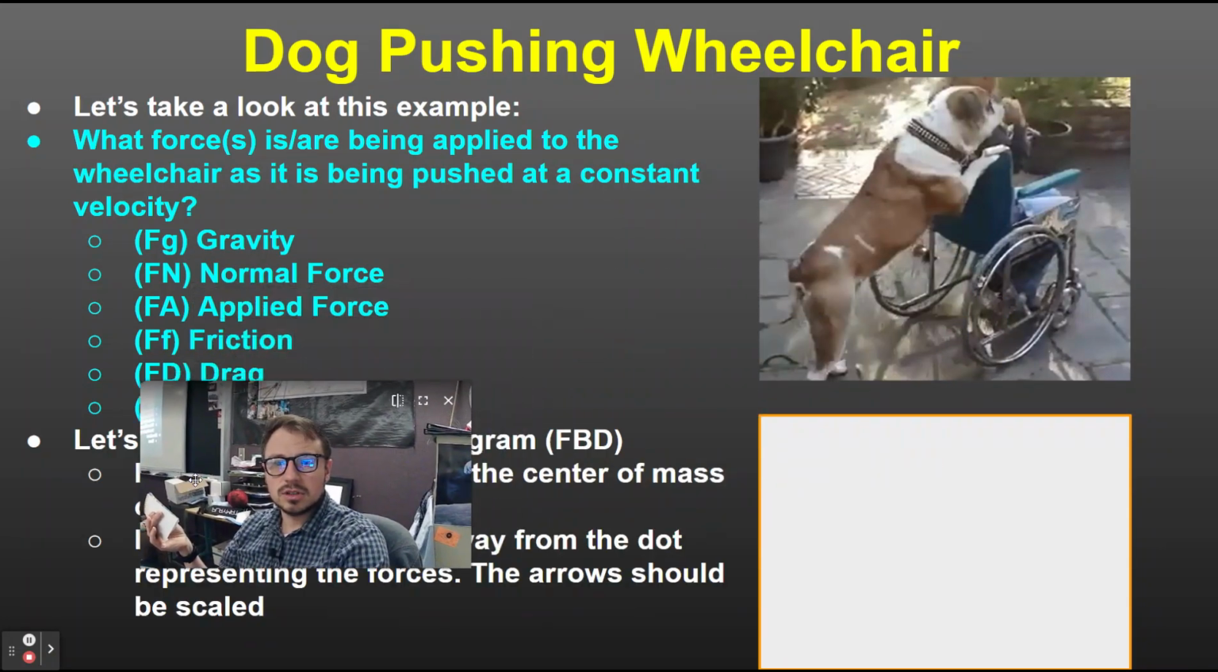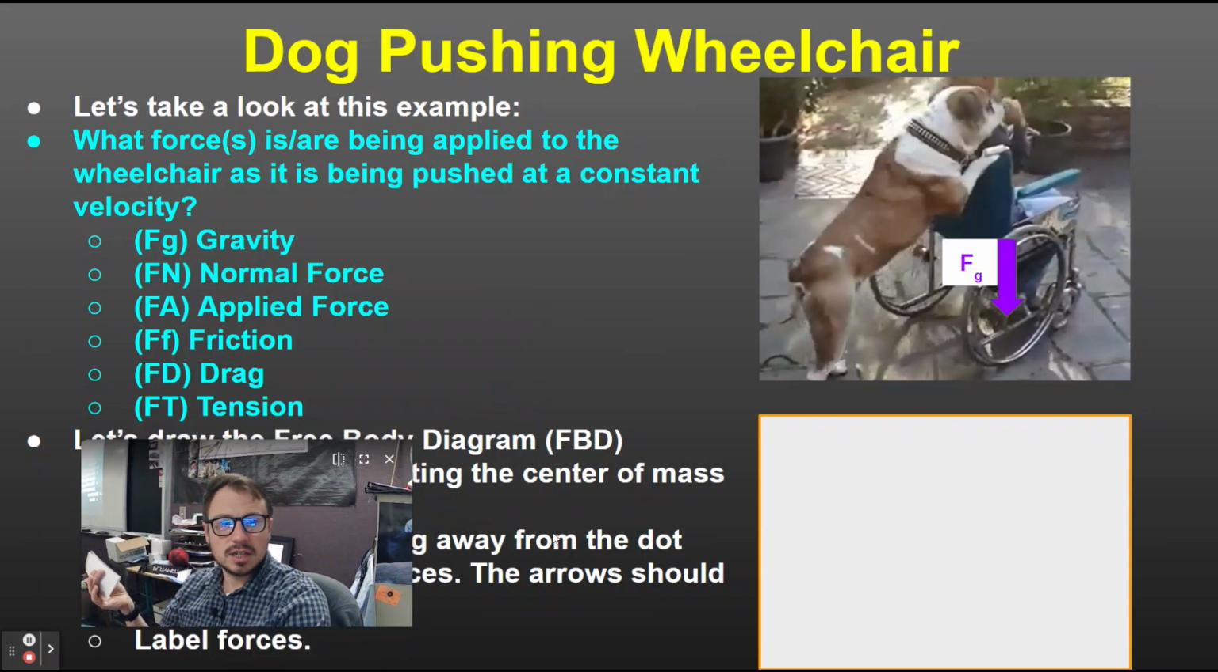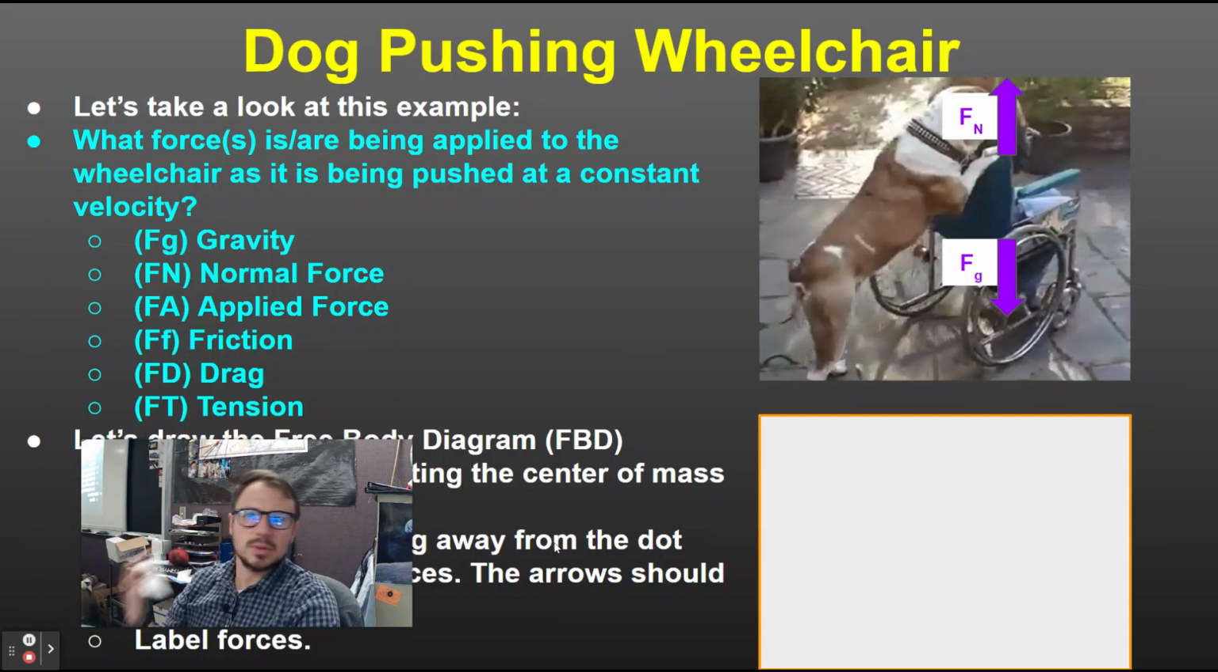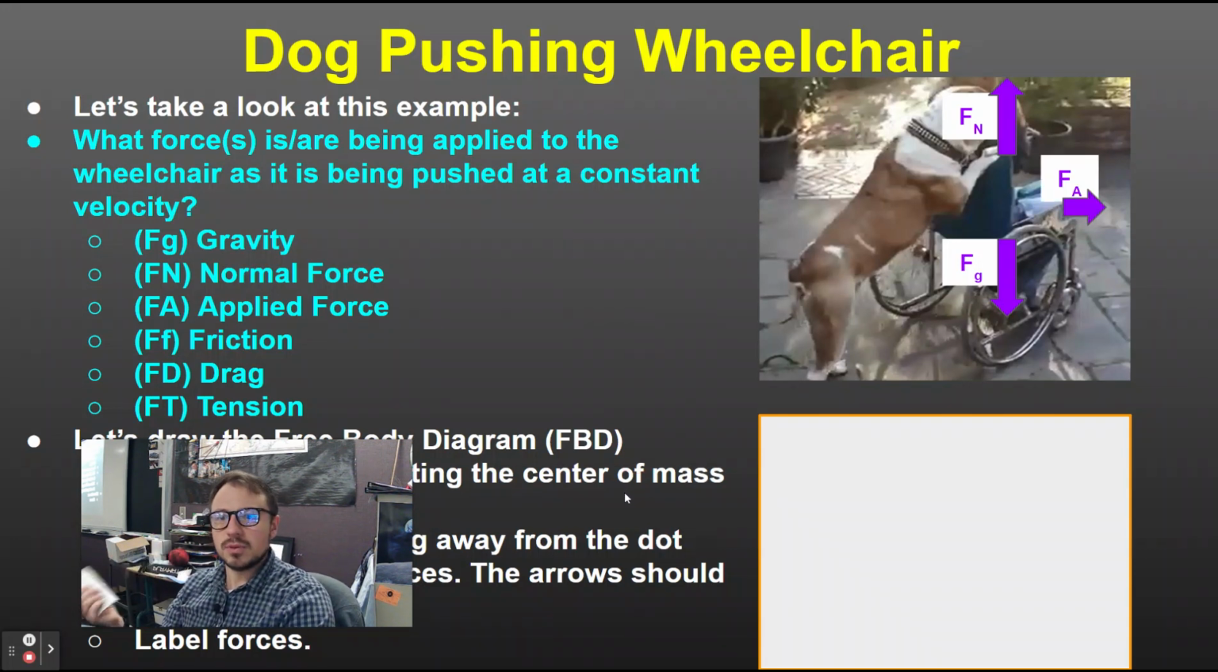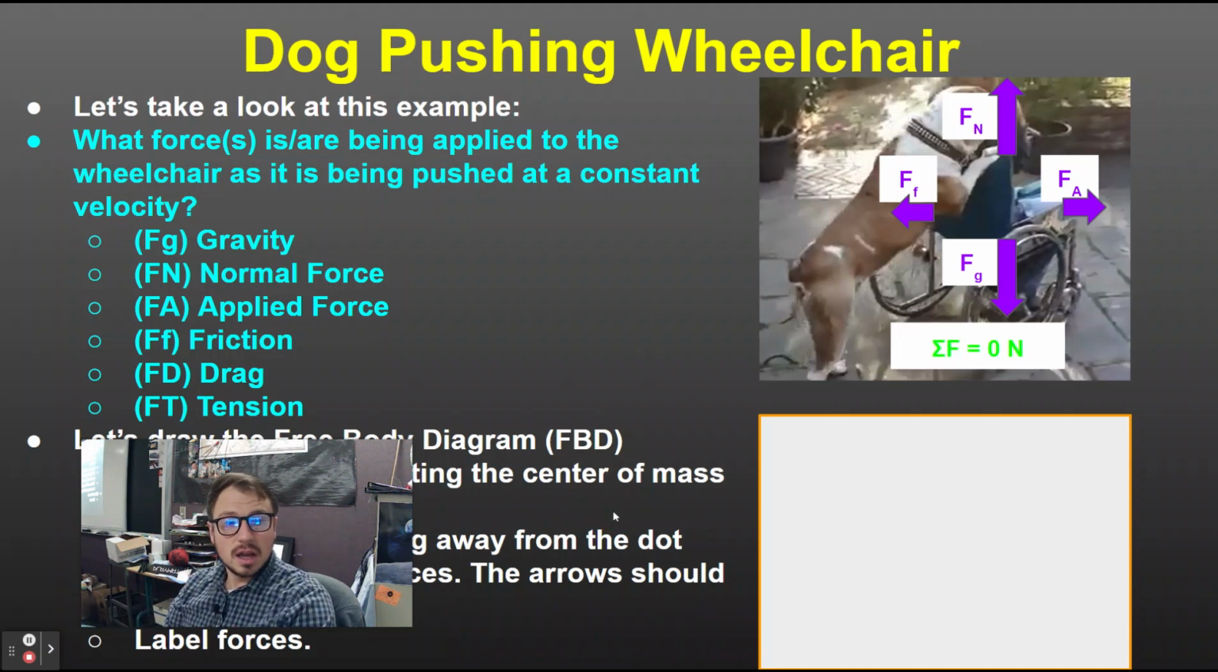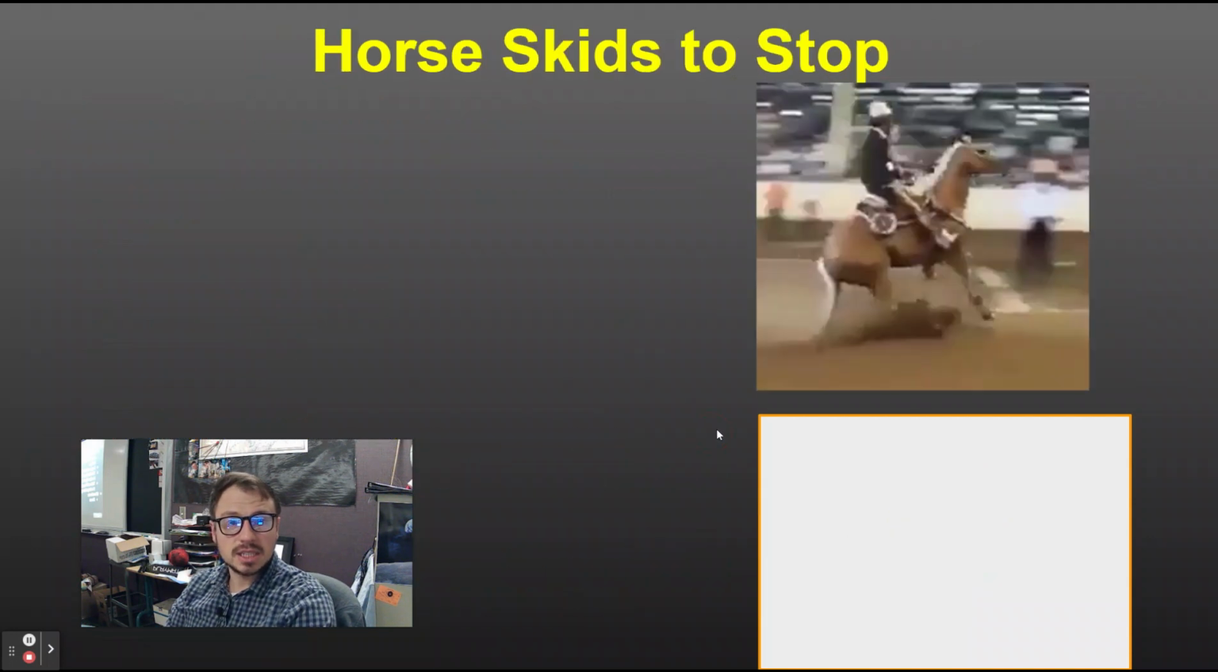So let's take a look at those forces that are going to be acting on this. I've got a gravitational force and a normal force. Those balance out, right? Gravity's pulling down, normal force going up. You're going to have an applied force. The dog is applying that force. Now, what's going to keep it going instead of always accelerating? There's going to be a frictional force on those axles. Now, the net force is 0 newtons because it's traveling at a constant velocity. This is what my free body diagram will look like. Notice that they're all balanced out.